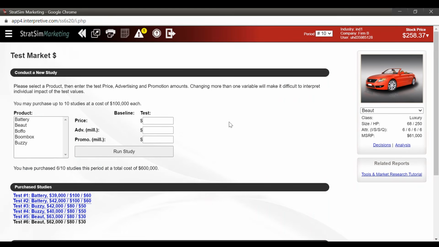So in summary, the biggest impact on sales is going to be the size of the vehicle, followed by the horsepower, followed by the attributes.